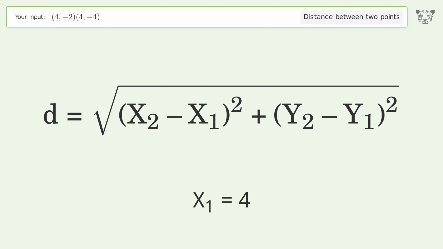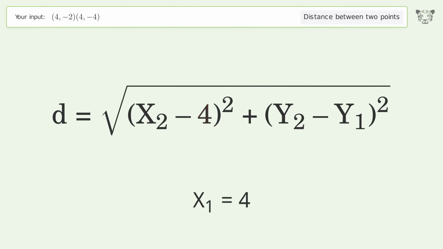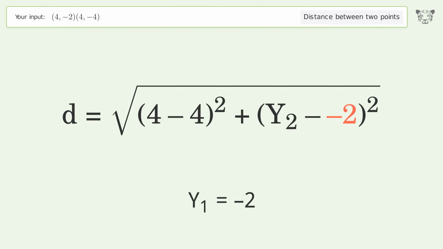x1 equals 4. x2 equals 4. y1 equals -2. y2 equals -4.